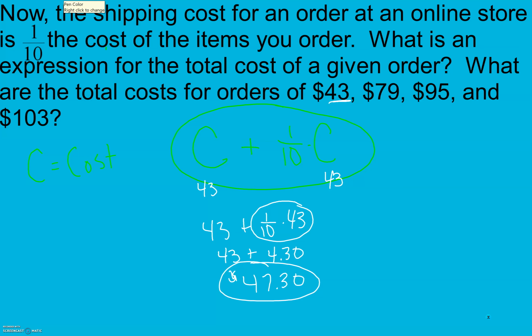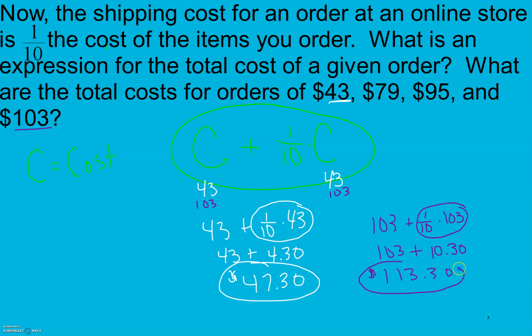I could do the same thing with 103, for example. Plug 103 in. We've got to multiply first. $10.30. So it's going to be $113.30. And we could do the same with 75 and 95.